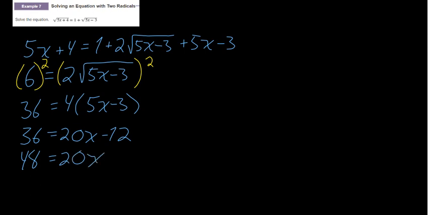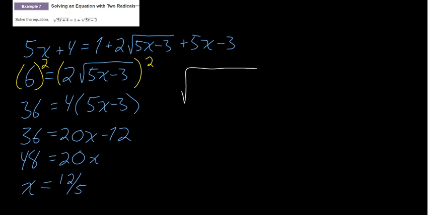We divide both sides by 20. We end up getting what? 48 over 20 is 24 over 10, which is 12 fifths. All right, so 12 fifths. So now we have to plug our 12 fifths into our original equation.